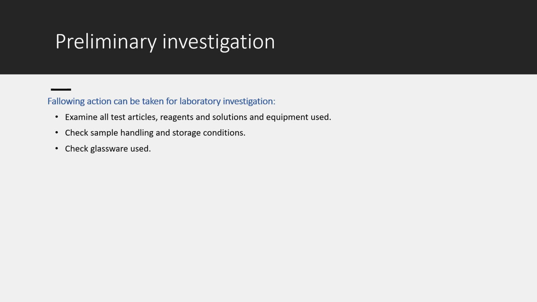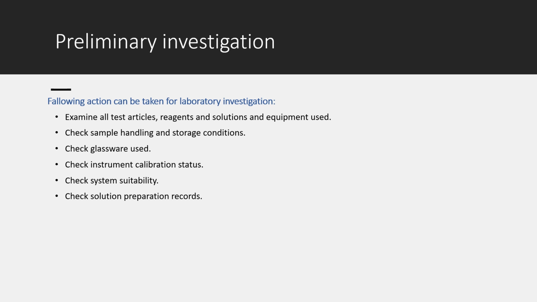Next, check glassware use. Whatever glassware, that is volumetric flasks, pipettes, or any glassware used in the analytical preparation, should also be checked. Next, check the instrument calibration status, that is whether the used instrument is within its calibration due date or not. Next is system suitability. Check for any discrepancy in the system suitability solution, if applicable, right? Then check the solution preparation records as per the testing procedure. Next, check the reference and working standard usage details. Whatever standard the analyst has used in the analytical preparation should also be checked. Check the solvent and reagent details. Whatever solvents and reagents have been used in the analytical preparation should also be checked.